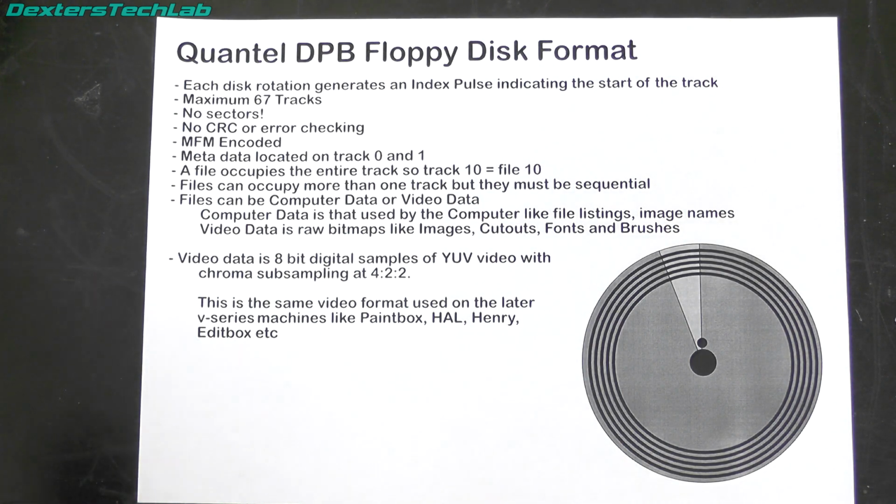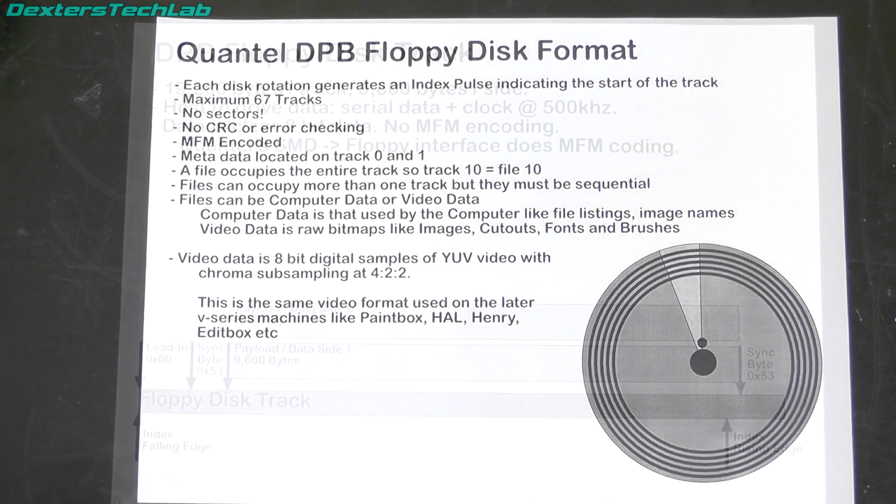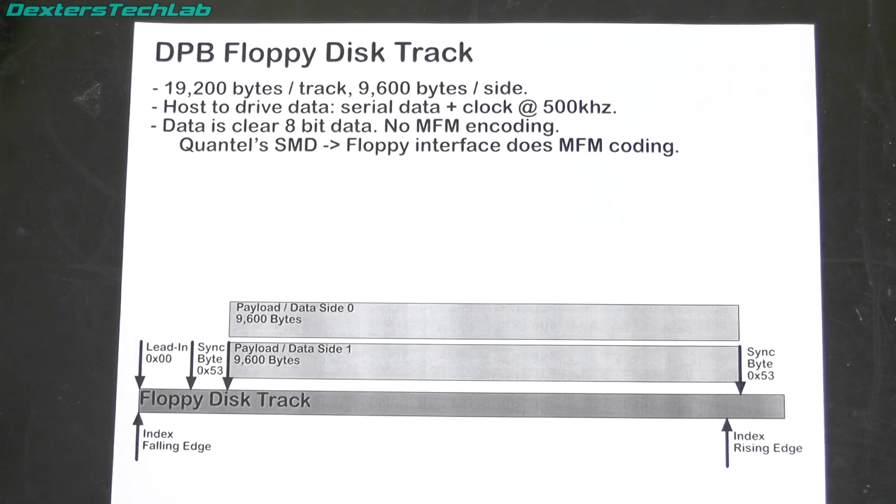So just to make a point that there is a differentiation between different types of data. The video data contains nothing that is readable by the computer, and likewise the computer data is not used at all by the actual main hardware painting side. The computer data is literally just used by the computer, and the video data is only used by the main painting hardware. So let's have a look at a bit more of the specific details on how a track is actually written to the disk.